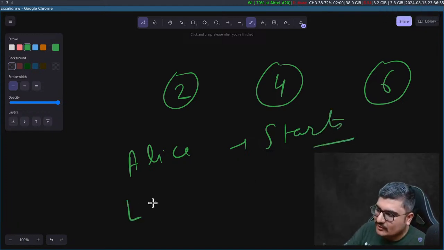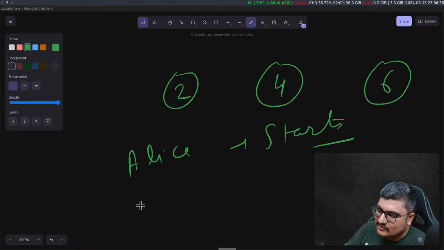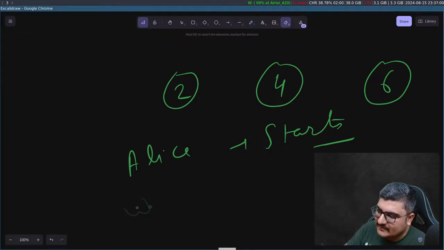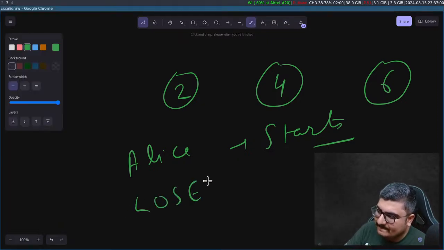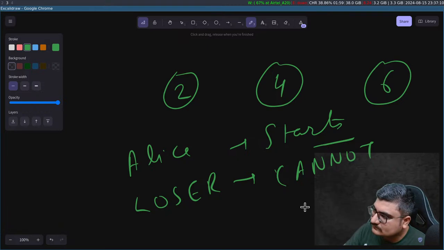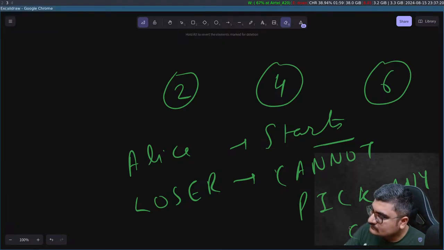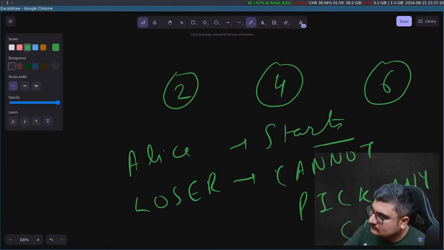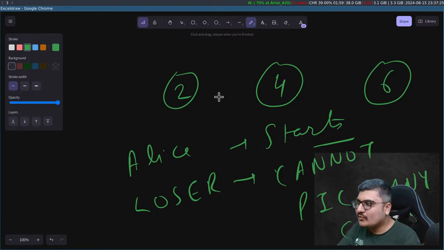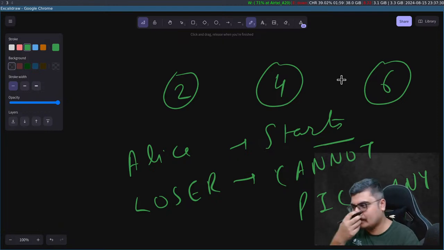And the winner is the one who picks the last one. Or another way to say it is the loser is the one who cannot pick any coin. So if you have 2, 4, and 6 coins, who do you think would be the winner here?